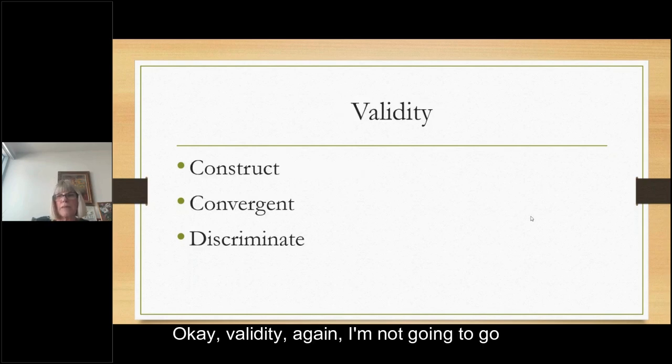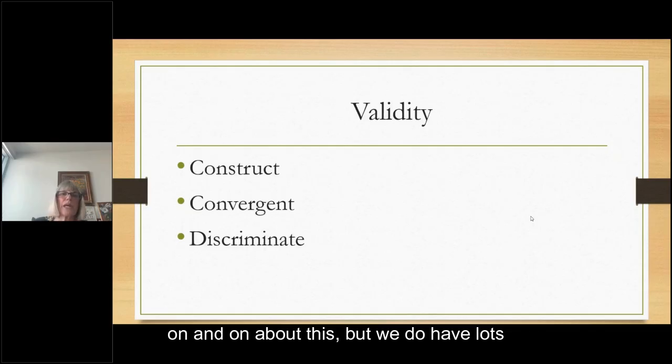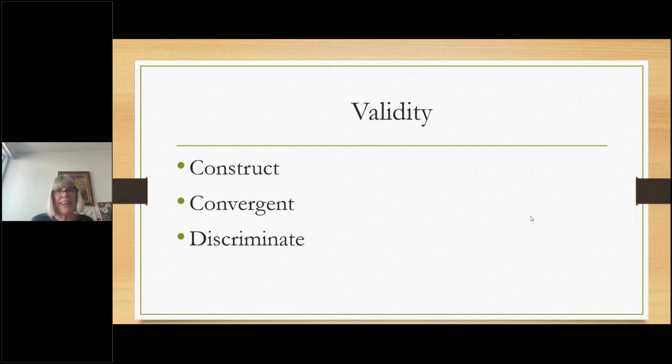Okay, validity, again, I'm not going to go on and on about this, but we do have lots of studies that look at evidence of validity that the scores produced actually measure what they're supposed to measure. So before reliability, we were talking about, are they consistent? Are they stable? Whatever they're measuring. Here we're talking about, well, what are they measuring, and what evidence do you have that the scores produced by this rating actually measure the construct you say it measures? And these constructs, of course, relate to the 7 scales. General intellectual ability is the construct, or science is the construct, or creativity is the construct.